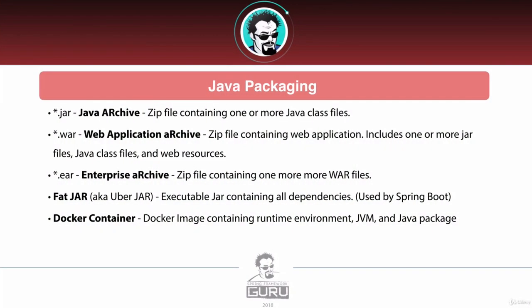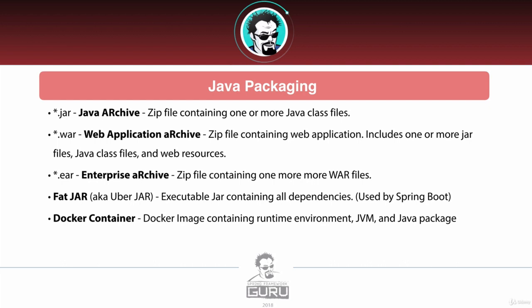Now, Java packaging, let's take a closer look at the different types. The most popular is going to be the Java archive file, or a jar. This is going to be a zip file containing one or more Java class files, and this is probably the simplest of them. I'm not going to get into the specifics of a jar file right now. There is a specific format that it follows, and we will see that later in the course. But keep in mind that the jar file is probably the most common and simplest of everything.